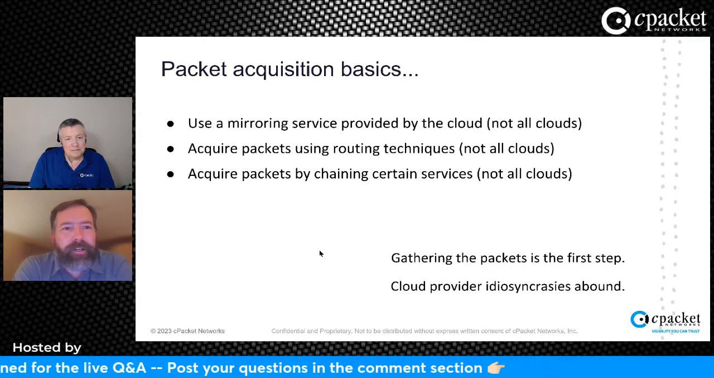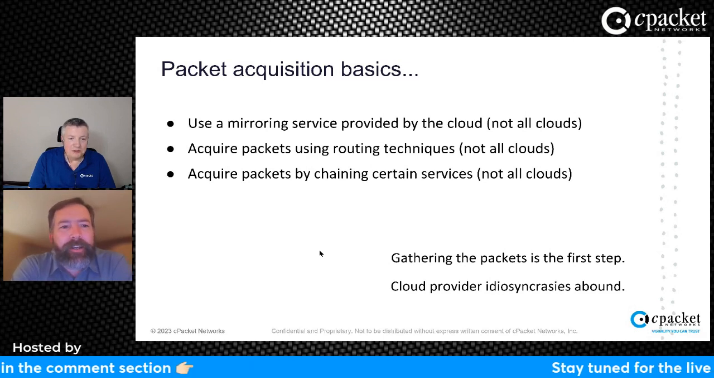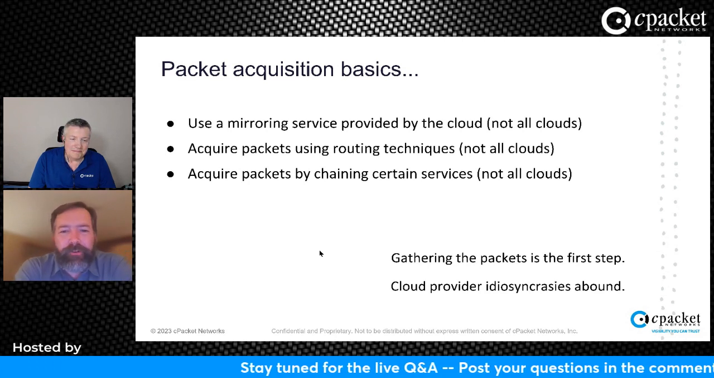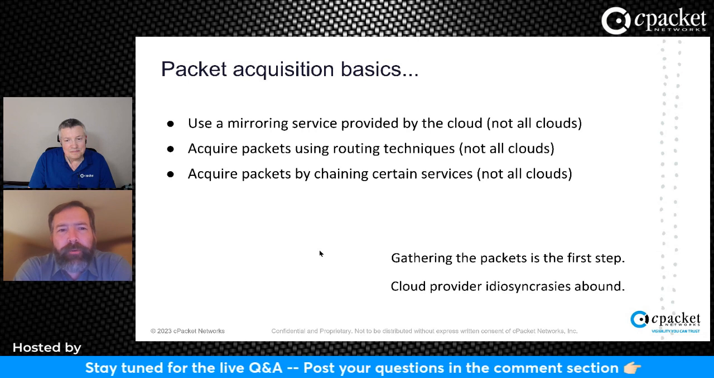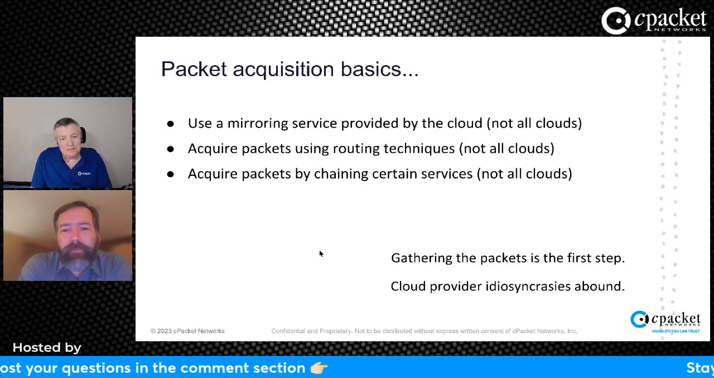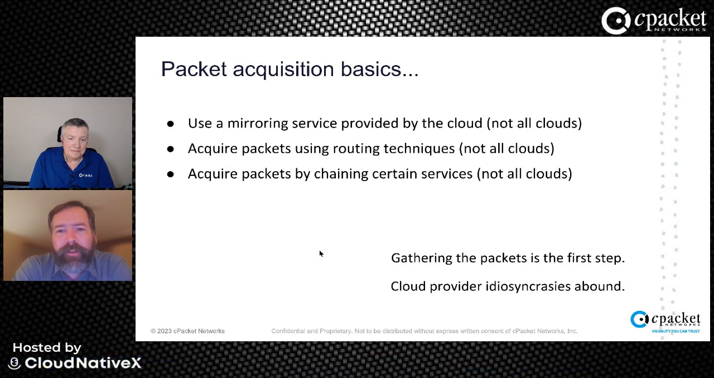So Ian, I guess we should start with just the packet acquisition basics today. Yep, sounds good, Andy. Most of you probably know this, but I'll give a quick refresher on packet acquisition in the cloud. Most cloud providers, but not all, and this is a theme that we'll have throughout, do have what they call a traffic mirroring capability or a packet mirroring capability. On AWS, it's called VPC traffic mirroring, and on Google, it's called packet mirroring.